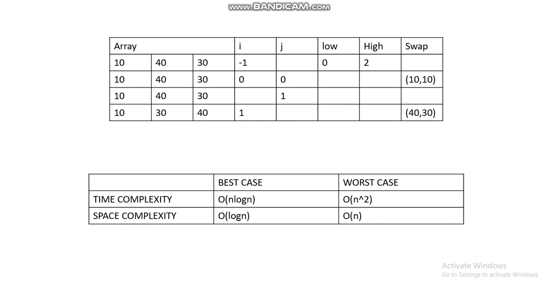The space complexity is calculated based on the space used in the recursion stack. So in a similar fashion, the best case space complexity is O of log n and the worst case is O of n.